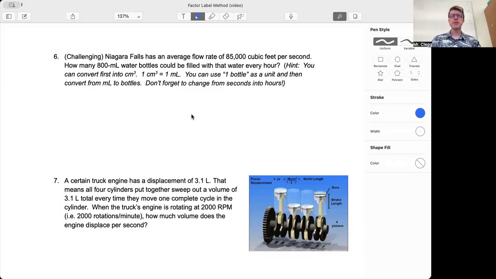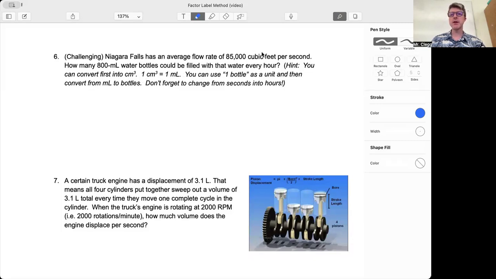We're going to start with number 6 here today on this extra challenging factor label method problem. The idea here is we have a flow rate of 85,000 cubic feet per second. We want to find out how many water bottles, 800 milliliter water bottles, could be filled every hour. And this is a big key piece here.